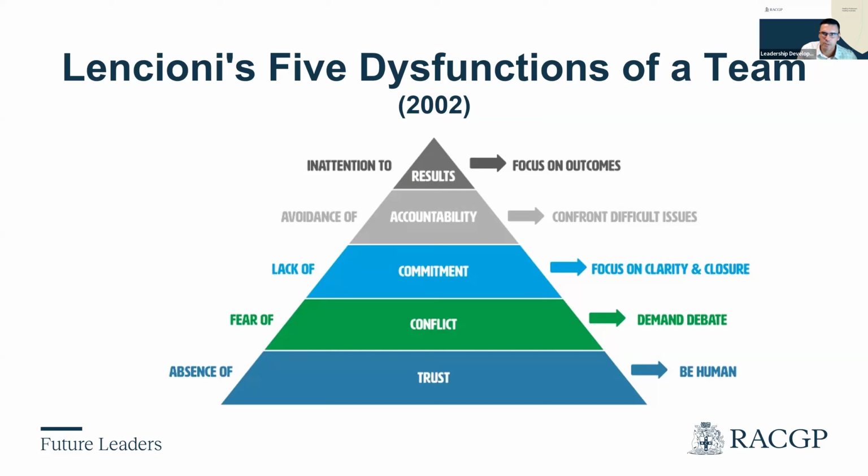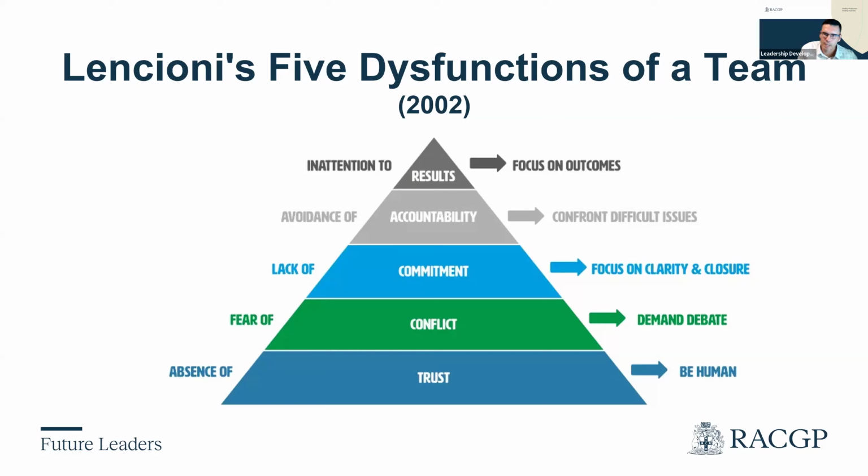People aren't committed to outcomes, and members are not fully invested in the decisions that are being made. And when they're not fully invested in the decisions that are being made, that leads to the avoidance of accountability. So team members don't hold each other to account, which then leads to inattention to the results, which is where the focus shifts from collective success to individual goals. And I did my bit, that's sort of a focus.